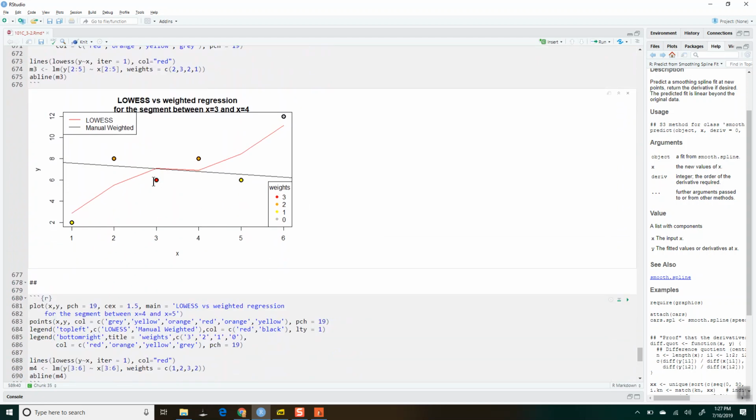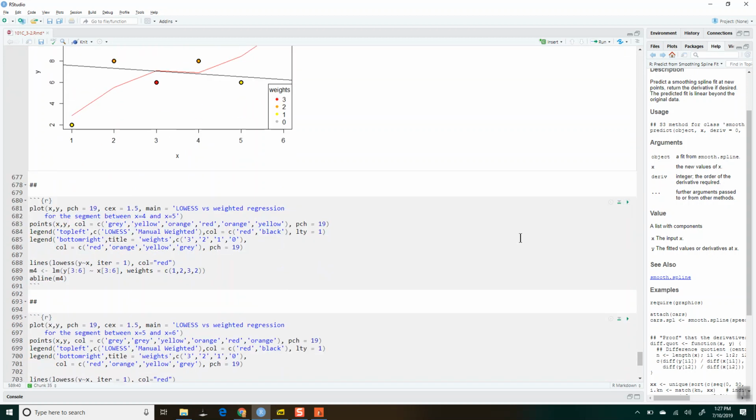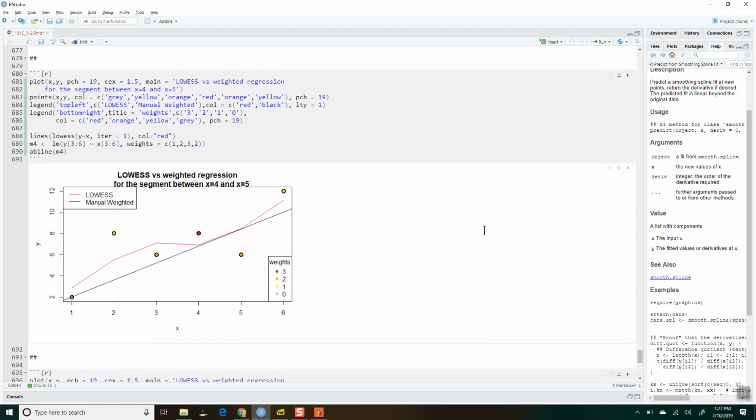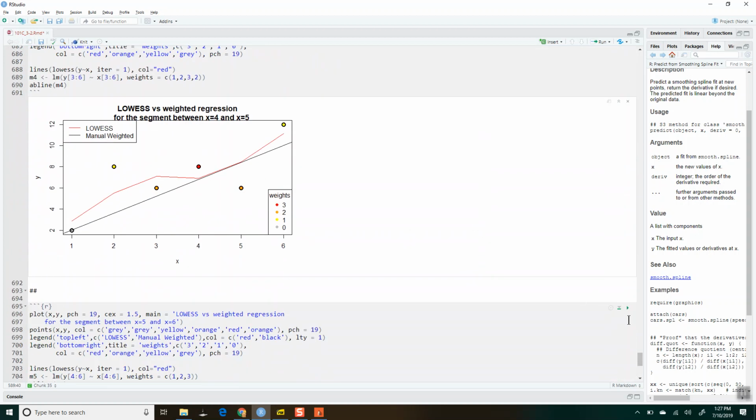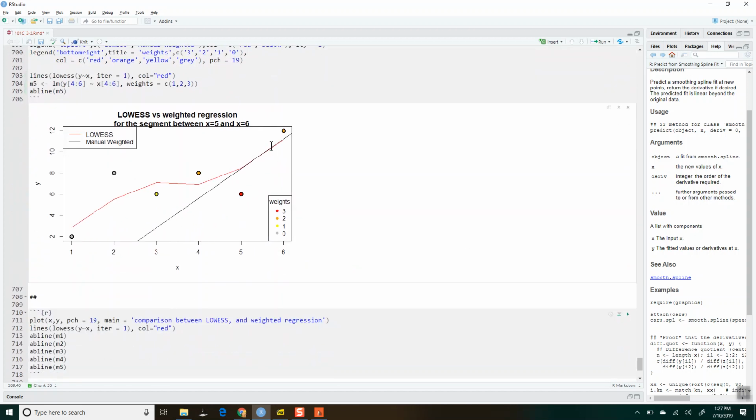We're going to put a weight of 3 here, a weight of 2 here, and a weight of 1 on these points, and we fit a weighted least squares regression here. And we do it for the other ones, and we can see that each time we do it, we get something that fits the local curve very well, right? So this point gets a weight of 3, these get weights of 2 and weights of 1.